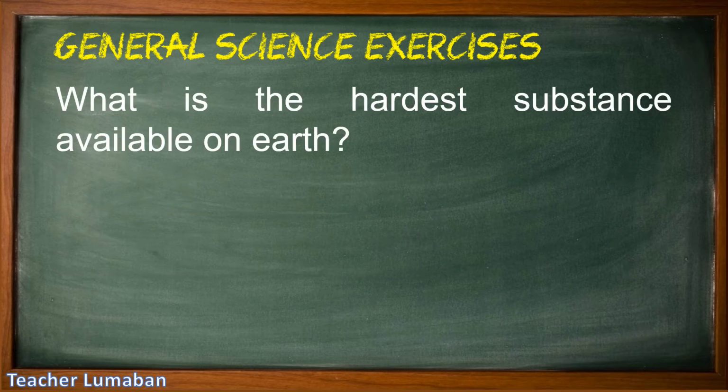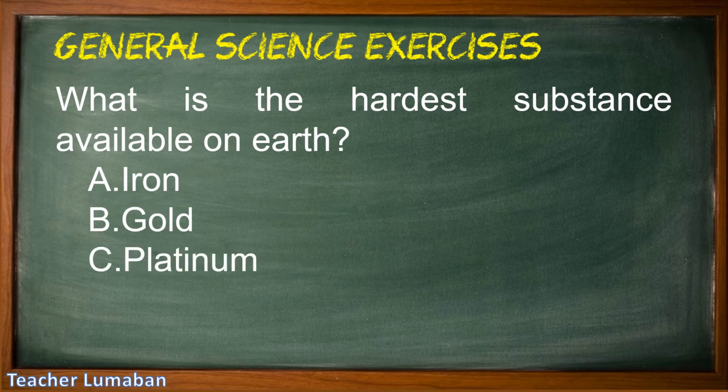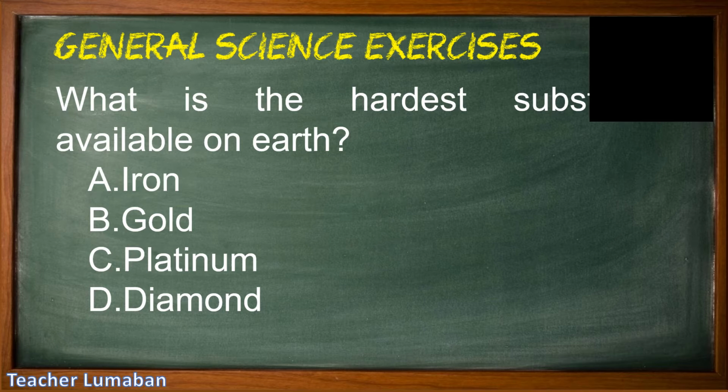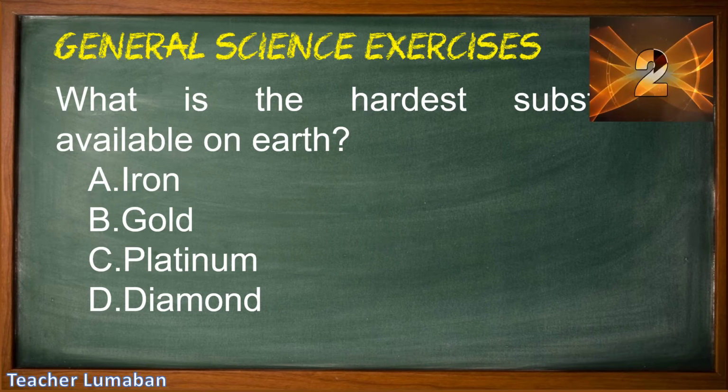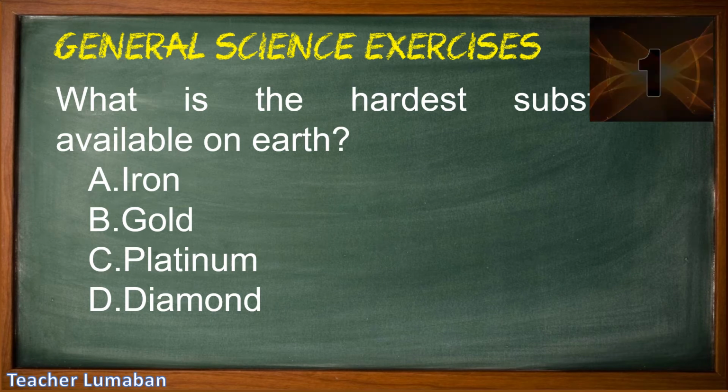What is the hardest substance available on Earth? Letter A, iron. Letter B, gold. Letter C, platinum. Letter D, diamond. Please determine the suitable description of the following choices in 5 seconds. 5, 4, 3, 2, 1.